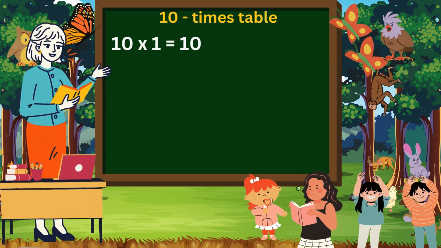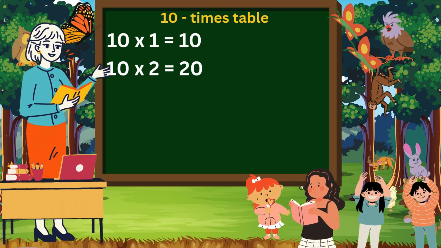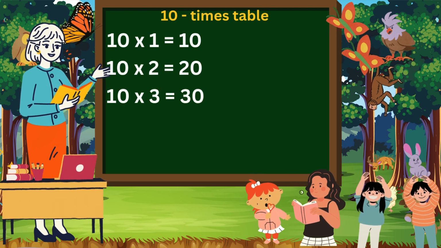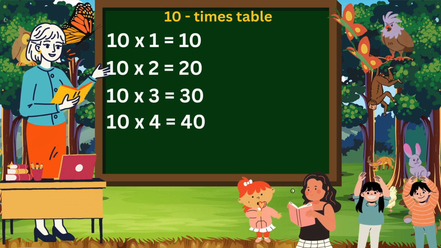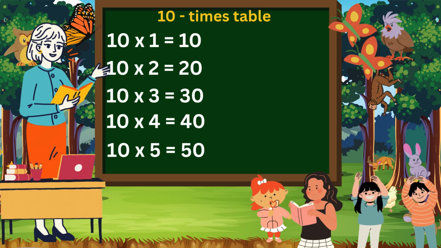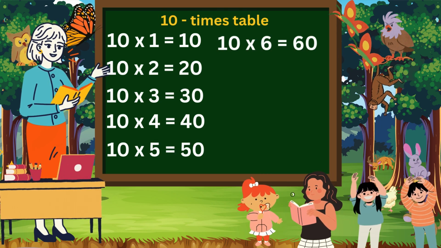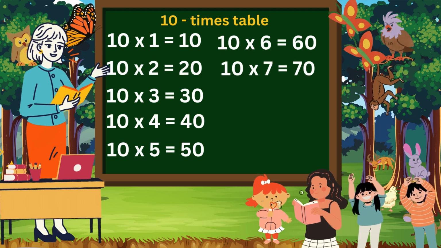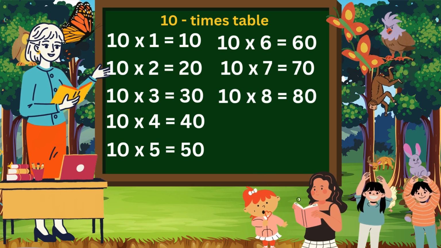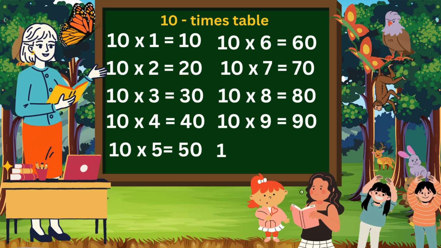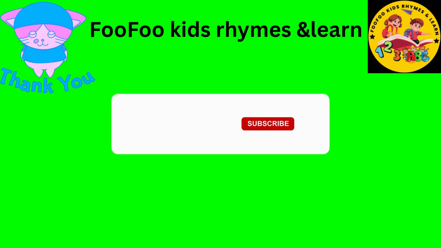10 ones are 10. Boom. 10 twos are 20. Boom. 10 threes are 30. Boom. 10 fours are 40. Boom. 10 fives are 50. Boom. 10 sixes are 60. Boom. 10 sevens are 70. Boom. 10 eights are 80. Boom. 10 nines are 90. Boom. 10 tens are 100. Woohoo!